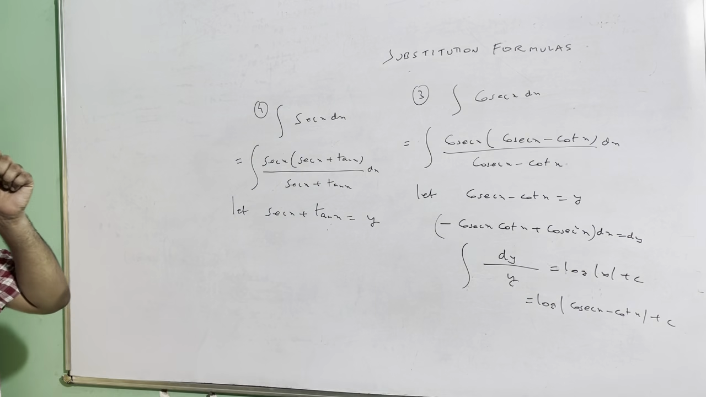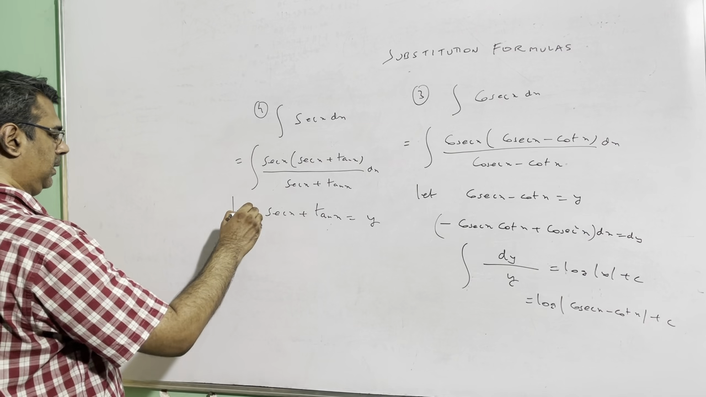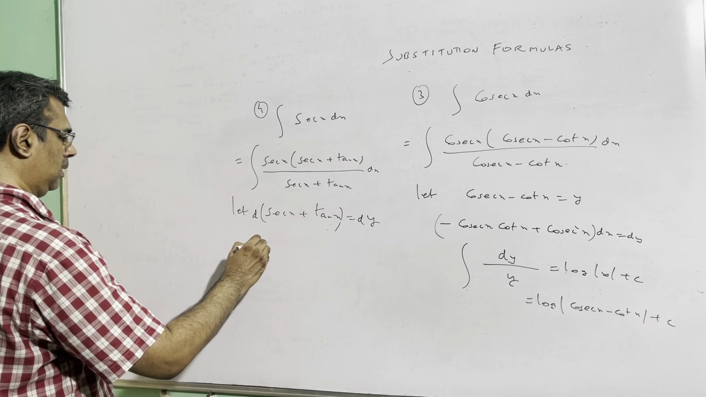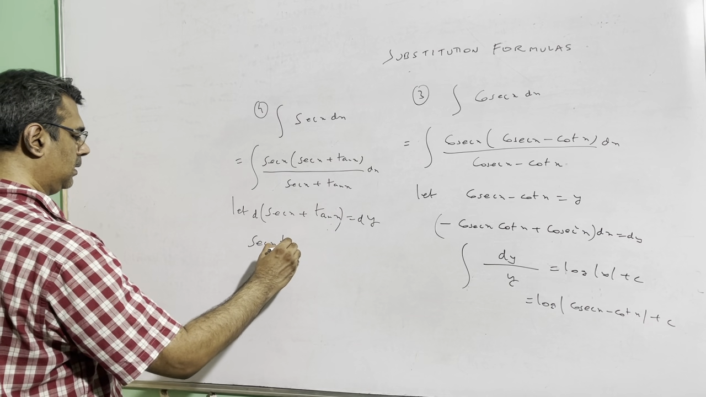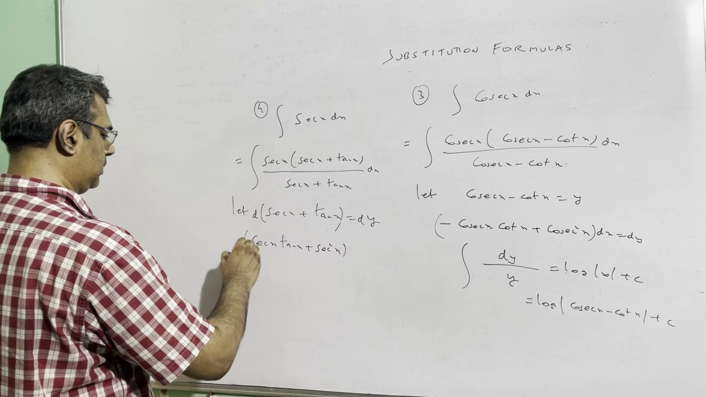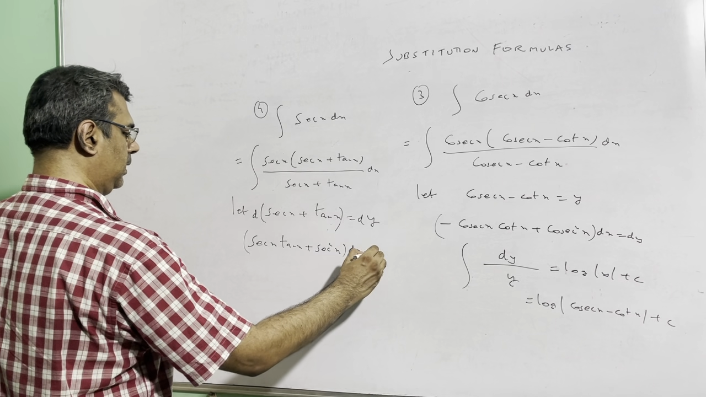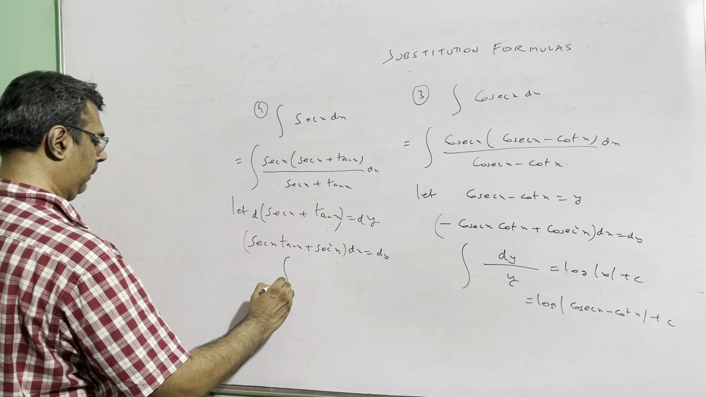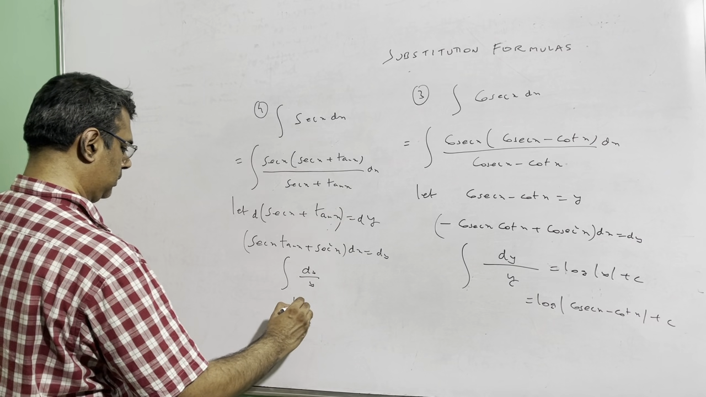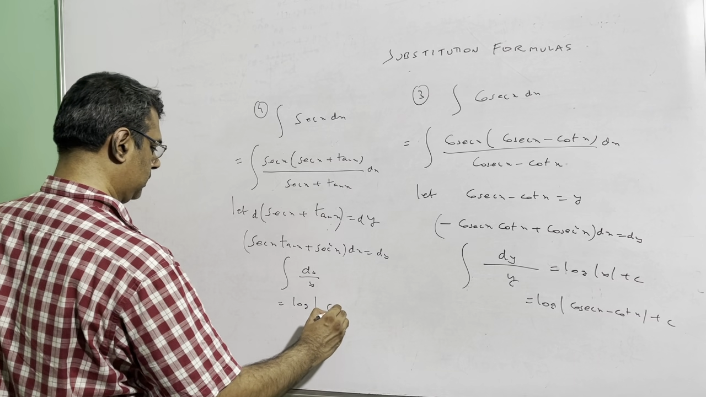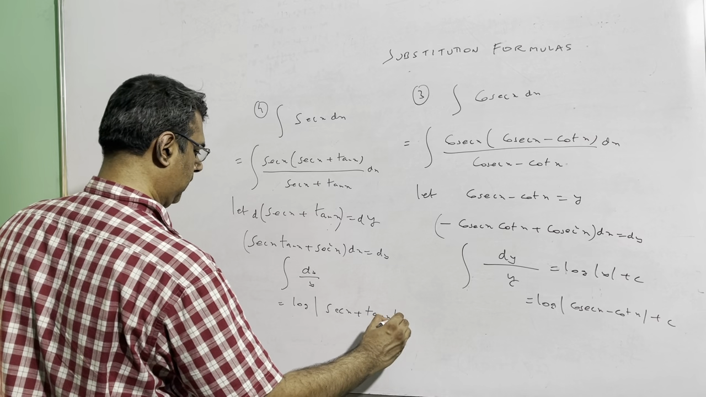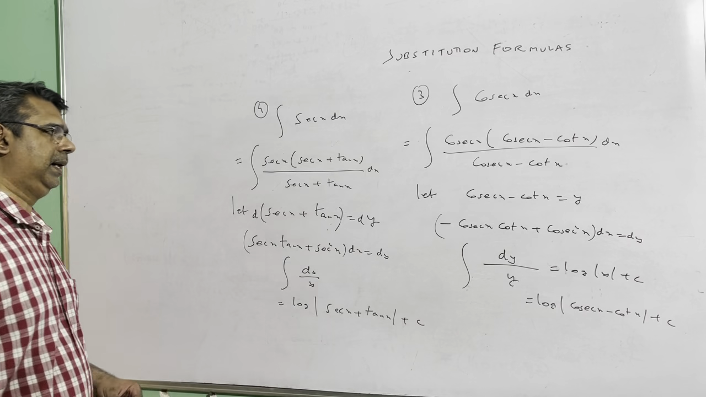So you just say that sec x plus tan x, let it be equal to y. So d of this is dy. So sec x tan x plus sec square x dx is dy. So ultimately you will get dy by y. So ultimately it is log mod sec x plus tan x plus c, right?